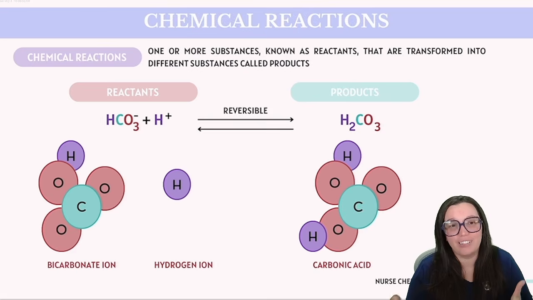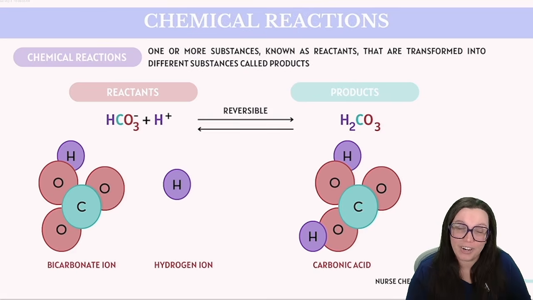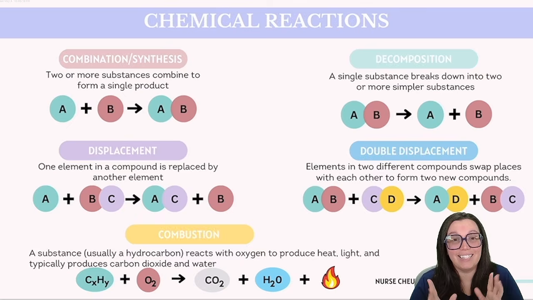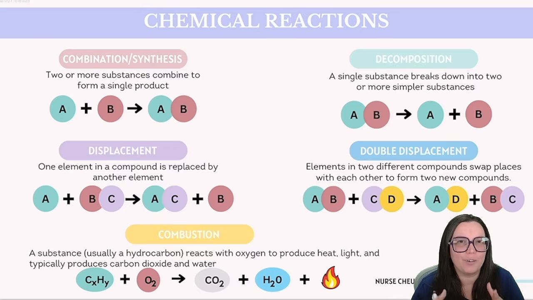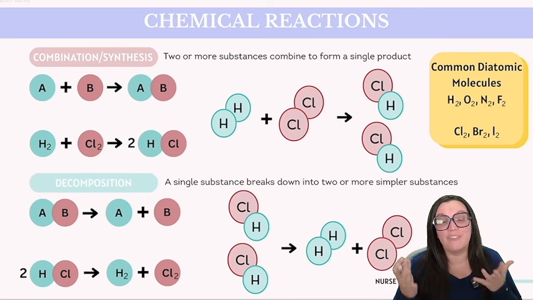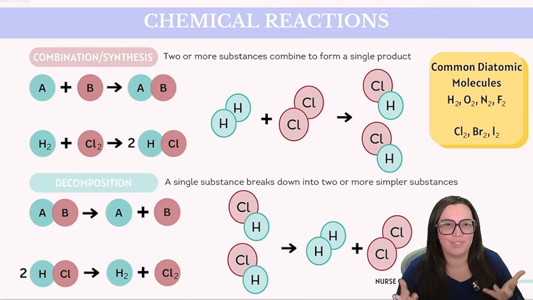Now that we have a general idea of how chemical reactions work, let's examine 5 different kinds of chemical reactions that you're going to see on the ATI TEAS. On this slide, we have the 5 most common chemical reactions that you're going to see on your exam. Let's break each one of these down so that we can understand them in order to ace them. So first up, we have synthesis or combination reactions.